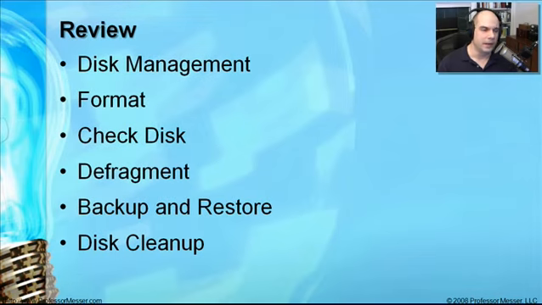In review, we've looked at a lot of pieces of disk management, how to format disks, how we should check the disks once we've formatted them and got data on them, and also how to defragment, maybe speed things up a bit in our operating system. We also stepped through the Windows built-in backup and restore functionality, and finally we saw how we could clean up the disk to save some space, clean up some temporary files, and make more room for some other things that we might be doing.